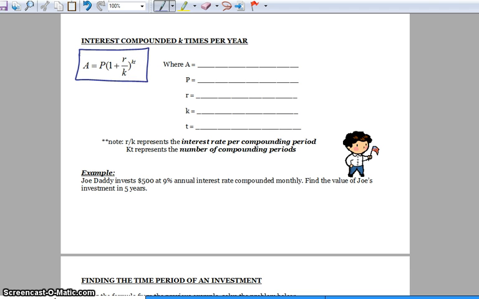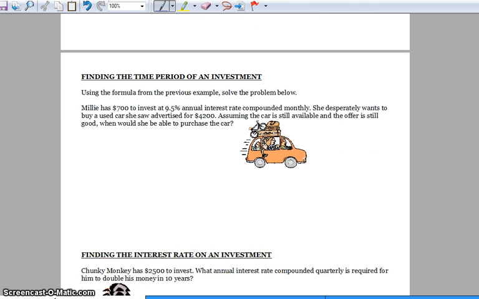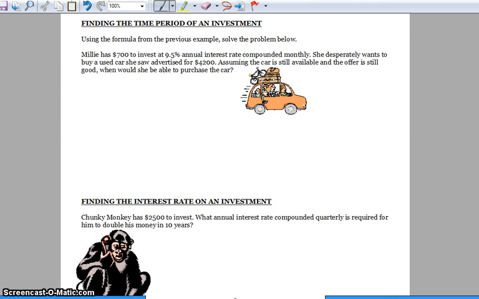So turn the page over, because I think you could probably do this first problem without too much trouble. You're just plugging right into your calculator. When it gets harder is when you're solving for something besides A. So let's turn it over and actually look at this first question here with Millie.